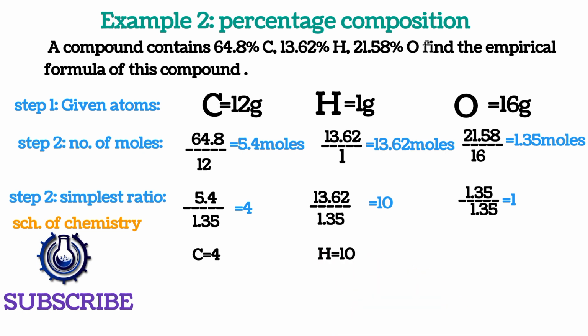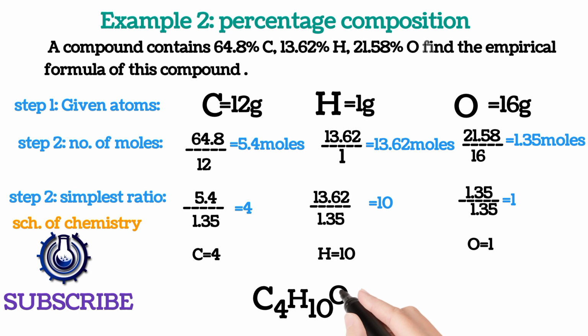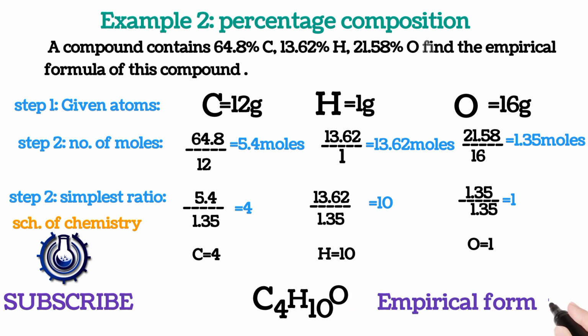Hydrogen is equal to 10, and oxygen is equal to 1. So the simplest formula of this compound, the ratio in which they combine, is going to be what? C4H10O. And this is the ratio in which these elements combine, and that is the empirical formula of this compound.